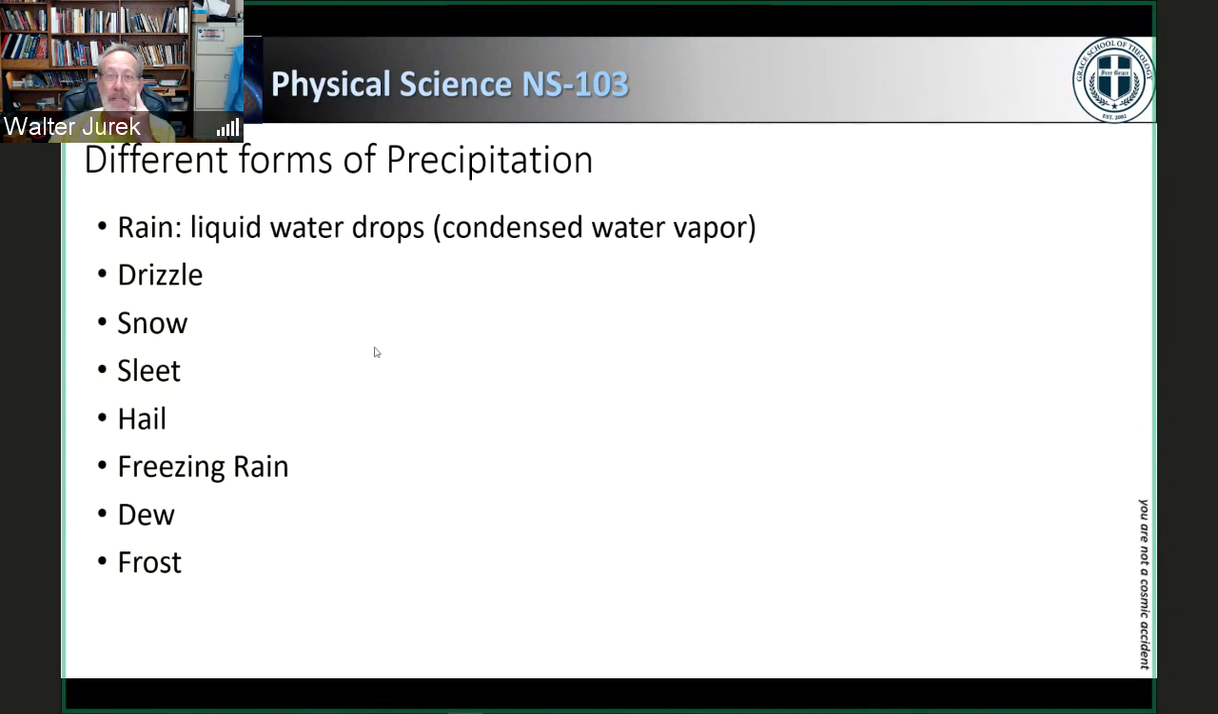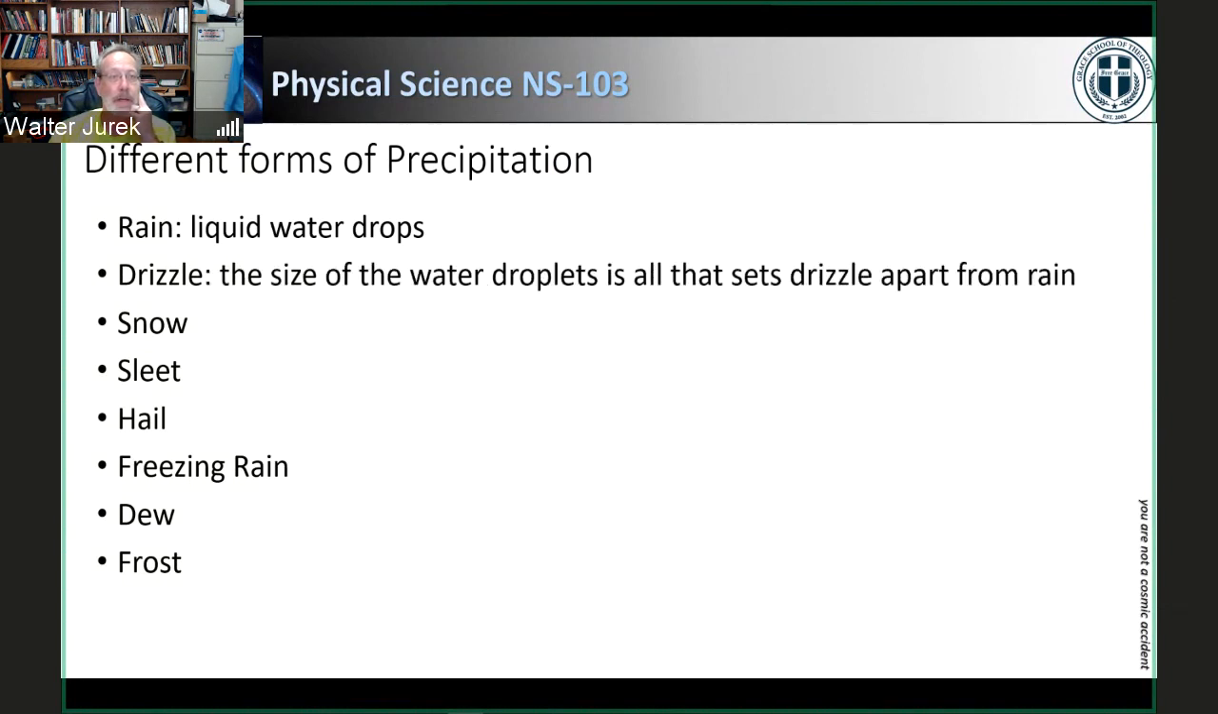But the next type is drizzle. Okay, and the key thing that distinguishes drizzle from rain is the size of the water droplets. Drizzle usually forms in the stratus clouds. Remember last lesson when we looked at all the different kinds of clouds? Well, it consists of little tiny droplets of water. In fact, like I said, it's the size of the raindrops that distinguishes drizzle from rain.